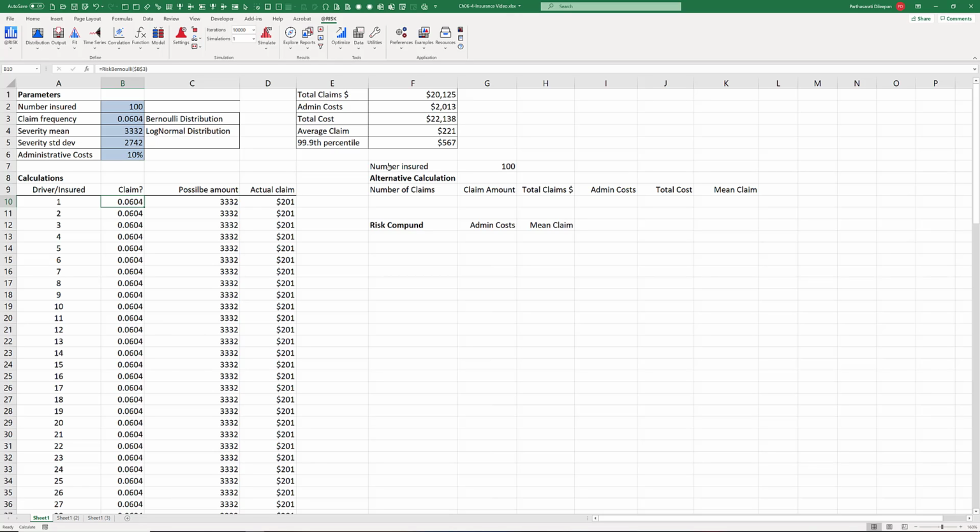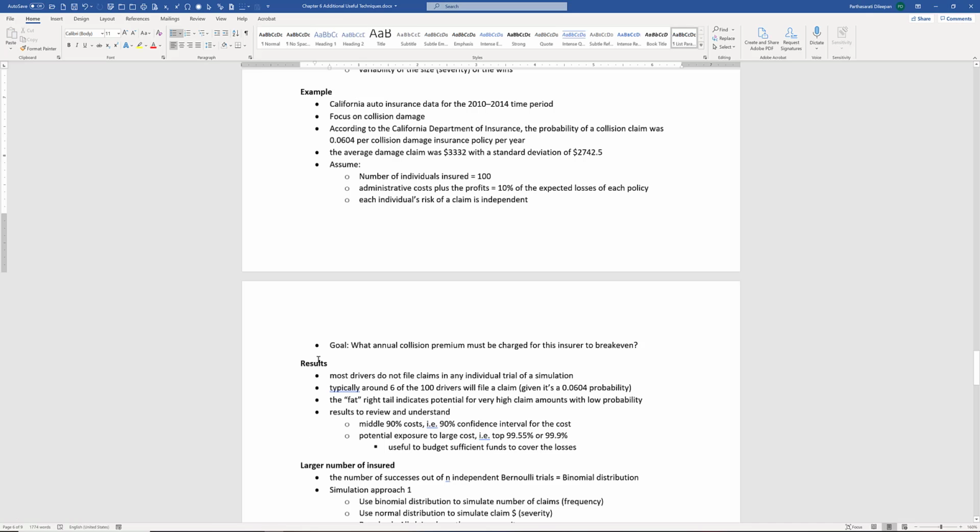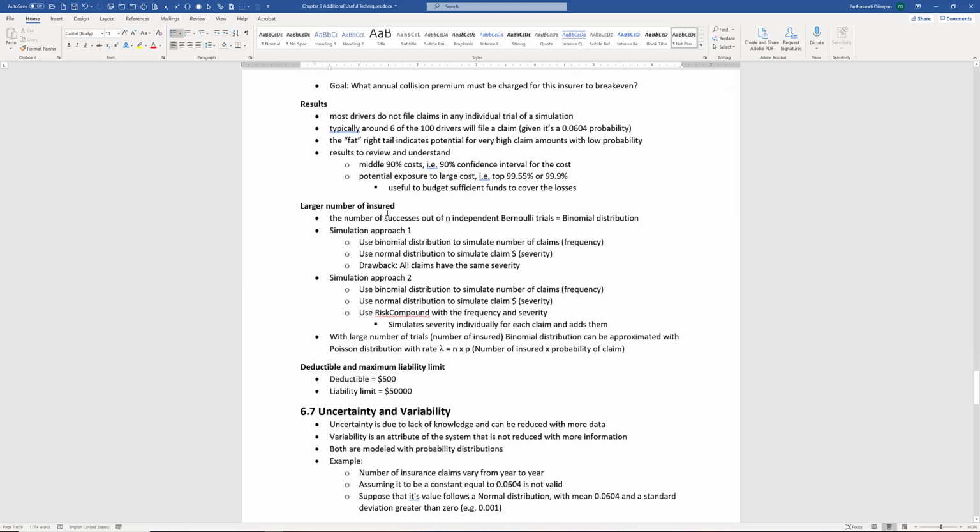So here what we're going to do is, for a large number of insured, the number of successes out of n independent Bernoulli trials is a binomial distribution. So we can use binomial distribution to simulate the number of claims. That's your frequency. And use lognormal distribution to simulate the severity, and then multiply the two, and then you have the cost.